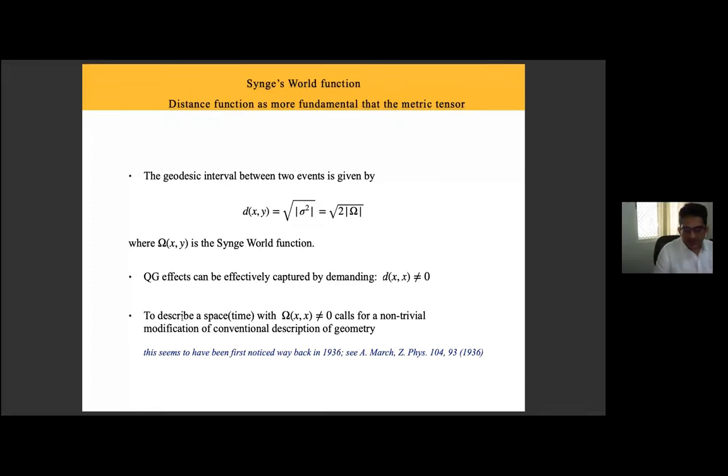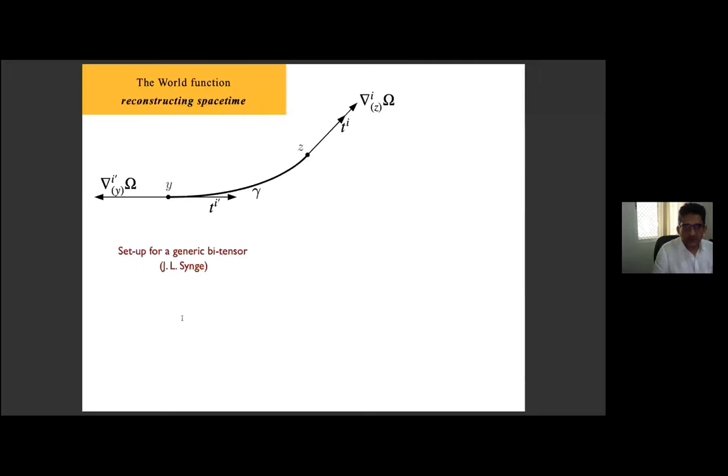And this requires a non-trivial modification of the conventional description of space-time. So let me just introduce the mathematical machinery. The world function, as I said, is a simple object that measures the geodesic interval between two points, here y and z. And this is also the setup for a generic bi-tensor, by the way. Since at the end of the talk, I want to indicate how general bi-tensors should be used for reconstruction, which could be more general than the Synge world function, I should highlight here that the setup for a generic bi-tensor remains the same.